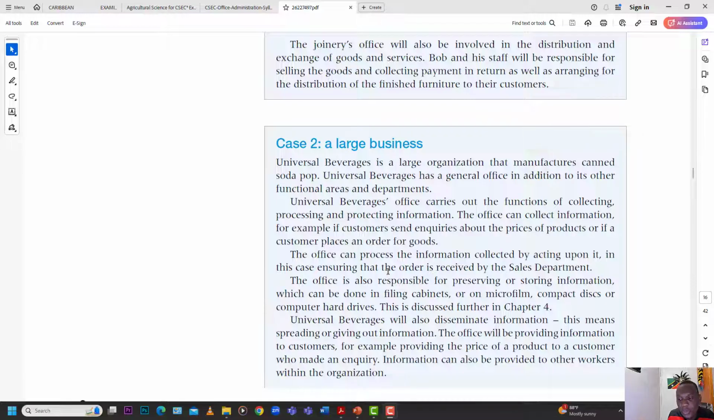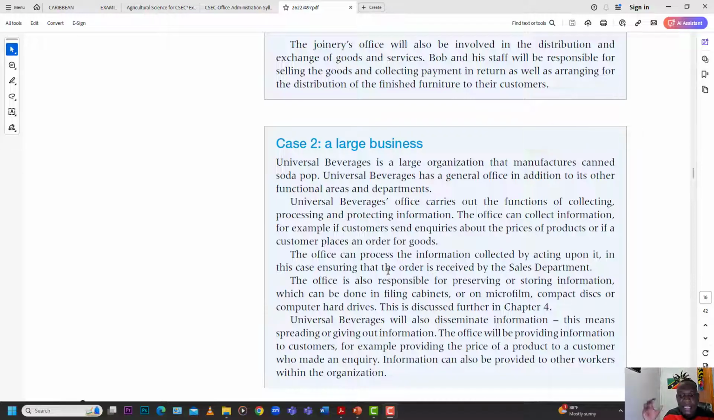Okay, so you can store information on computers, right, in the cloud or wherever, in databases, etc. So the whole idea is that you're storing the data, storing information for later use. Universal Beverages will also disseminate information. This means spreading or giving out information. The office will be providing information to customers, for example, providing the price of the product to the customer who made an inquiry. Information can also be provided to other workers within the organization.